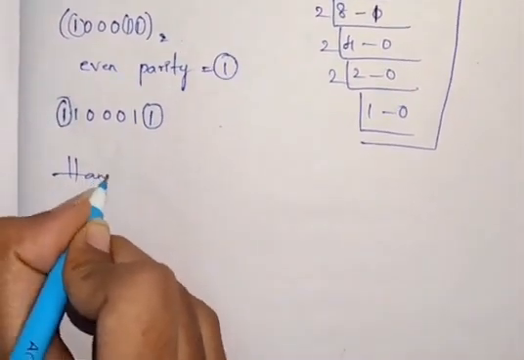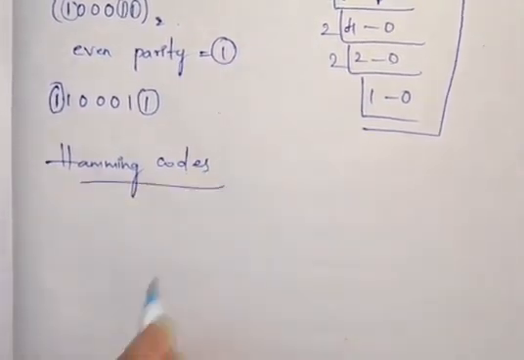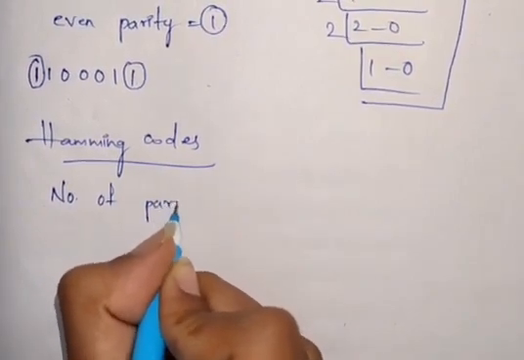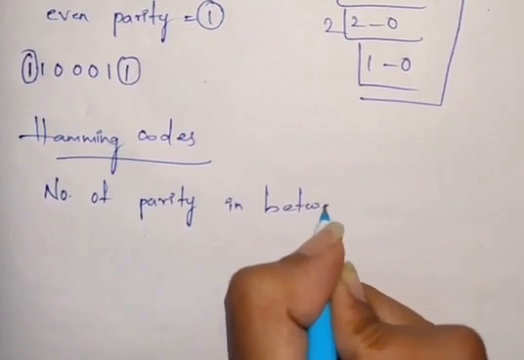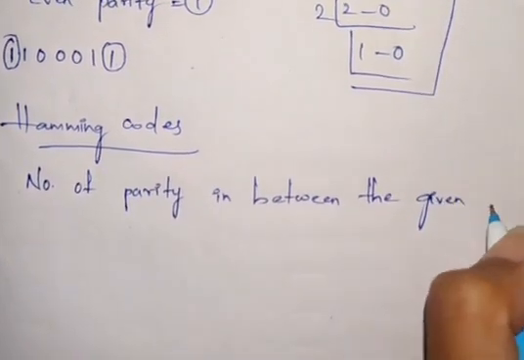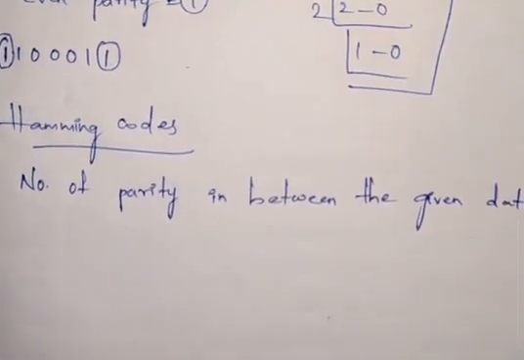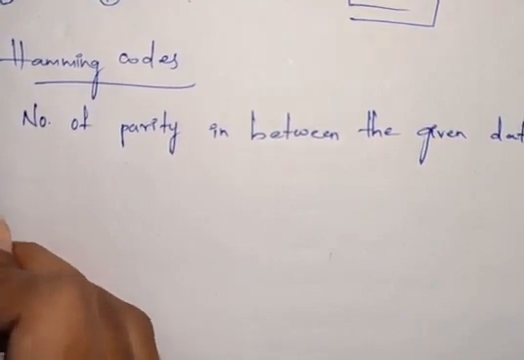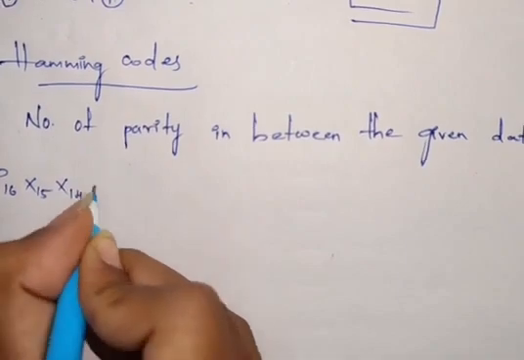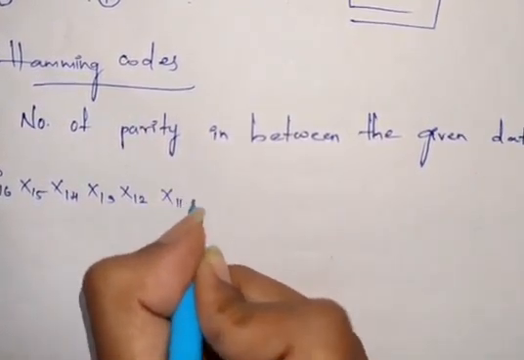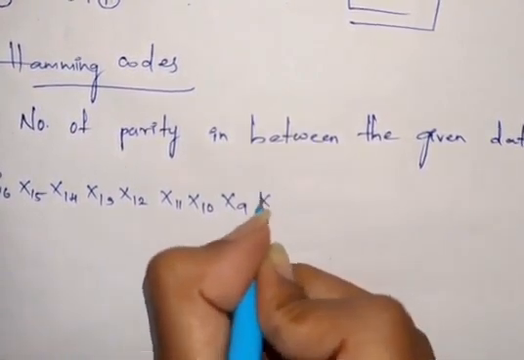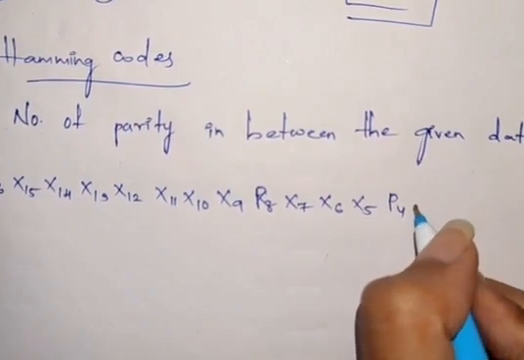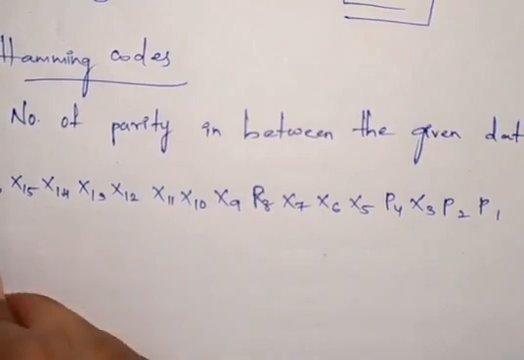Next, we learn about Hamming codes. Hamming codes, it's nothing but number of parity bits in between the given data. The general structure of representing Hamming code. There is a format to represent Hamming codes. The format is P16, X15, X14, X13, X12, X11, X10, X9, P8, X7, X6, X5, P4, X3, P2, P1. This is the general format of representing Hamming codes.